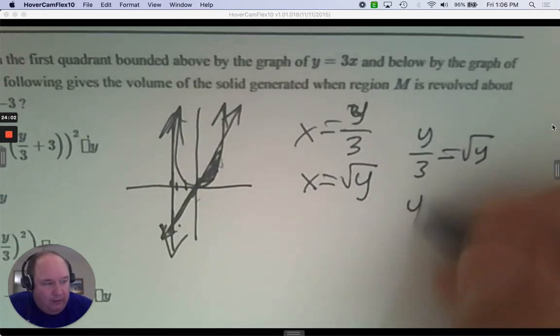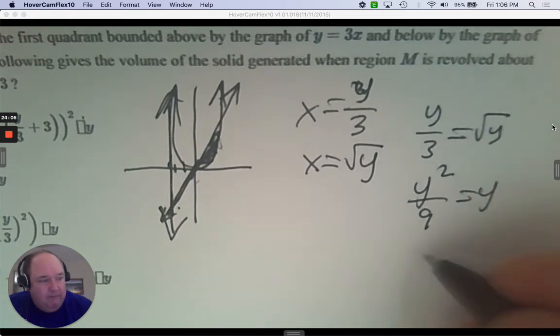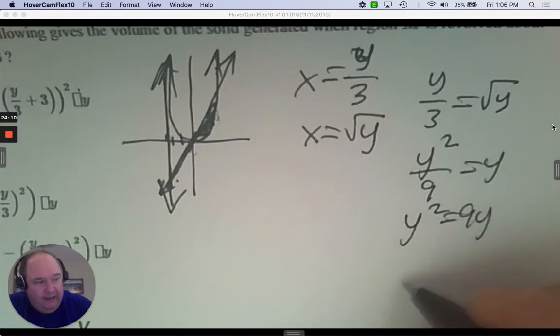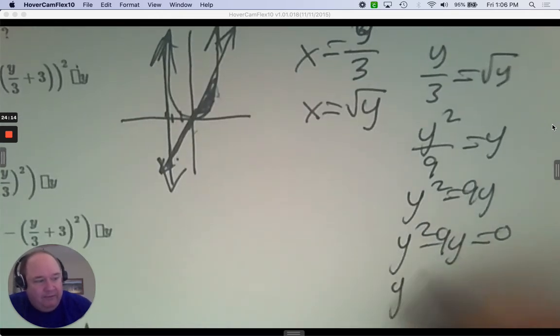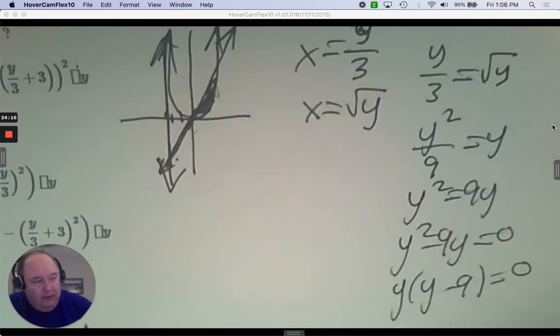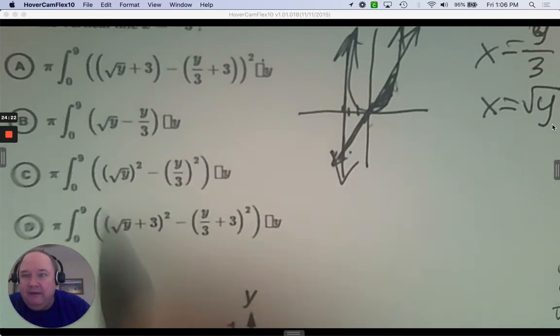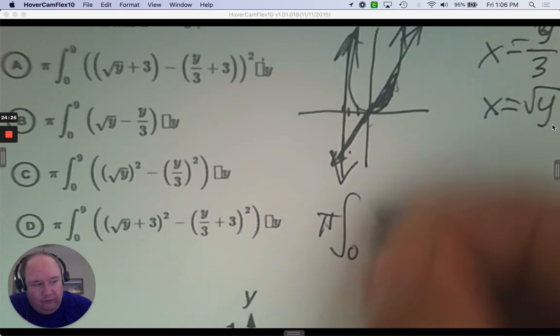So if I square both sides and multiply by 9, and if I subtract 9y, what would happen if I factor it? What would my limits be? So y by itself, y subtract 9, what would be my limits here? And you can tell all the limits are the same. So it is 0 to 9.